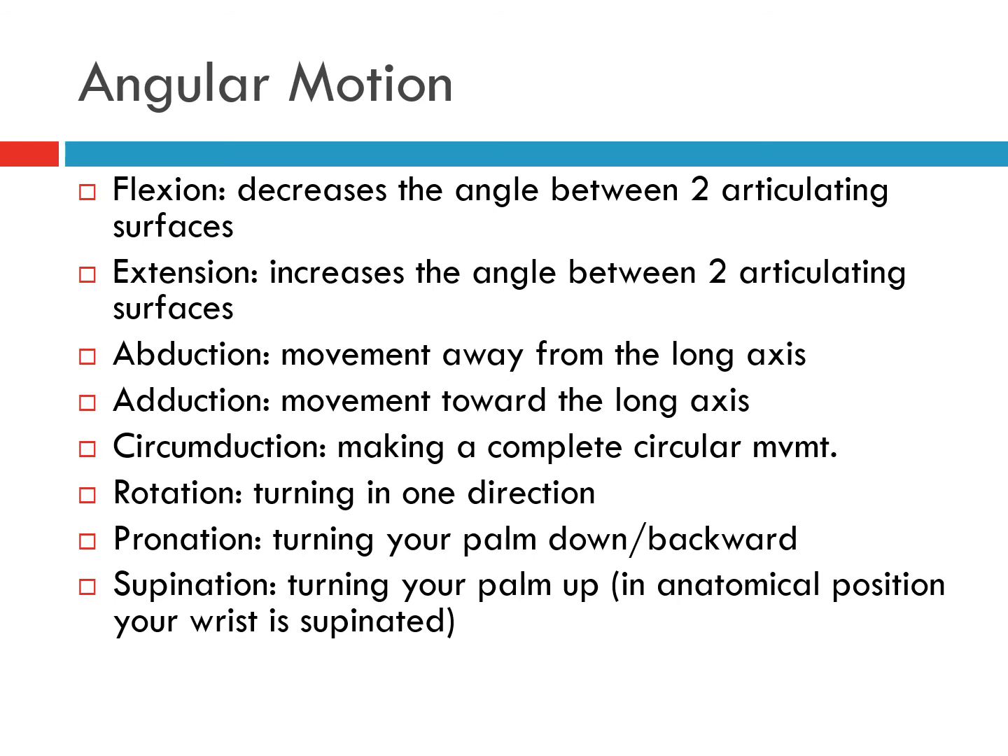Abduction is moving your arm away. So if your arms are outside of your body and you're lifting them up so they become horizontal, that is called abduction. Adduction would be bringing them back down. I always remember adduction as you are adding your arm back to your body. So adduction, adding it back. Circumduction, making that circular movement that we just talked about with the shoulder. Rotation is rotating around a single axis.